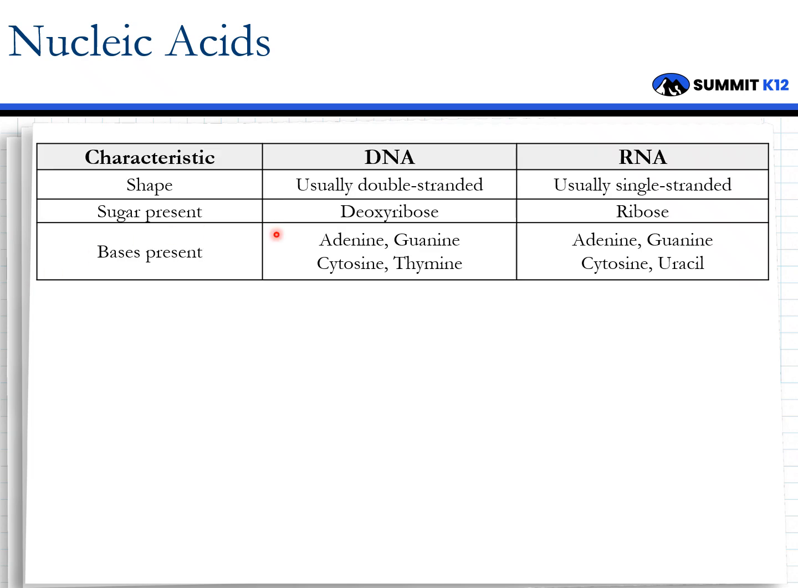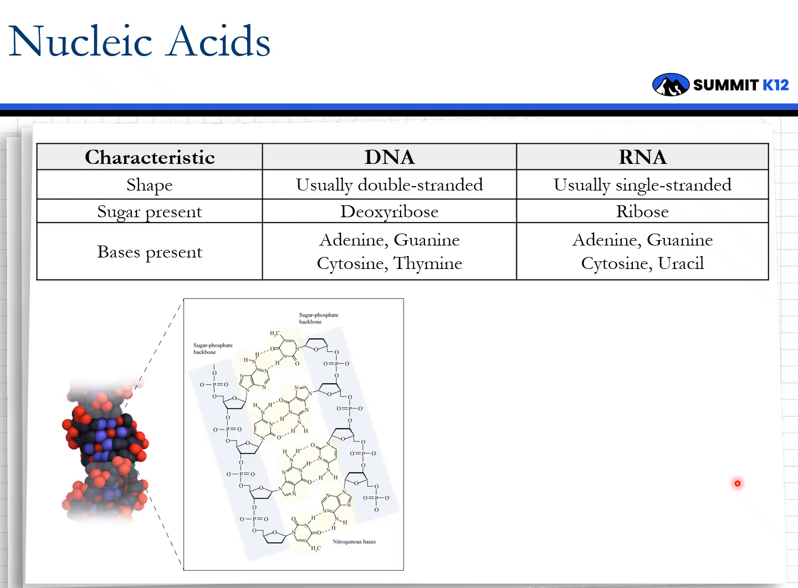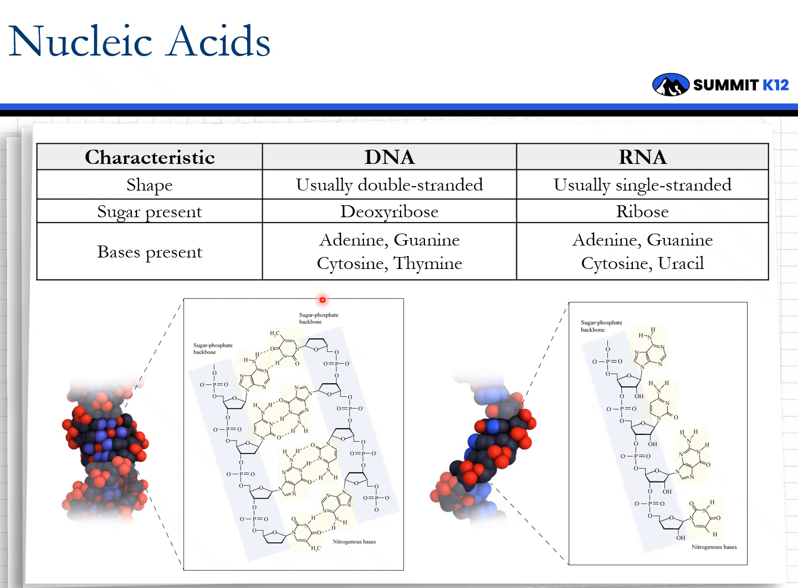So here are some differences in those polymers. So DNA and RNA are 2 polymers. DNA is usually double-stranded. Our sugar is going to be deoxyribose, and the bases that we are going to have are adenine, guanine, cytosine, and thymine. While in RNA, we typically have 1 strand. Our sugar is ribose, and the bases present are adenine, guanine, cytosine, and uracil. So here we have DNA. You can see it is double-stranded, and then our RNA is single-stranded.